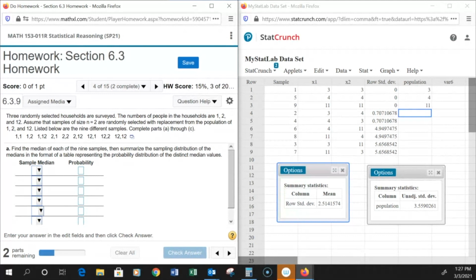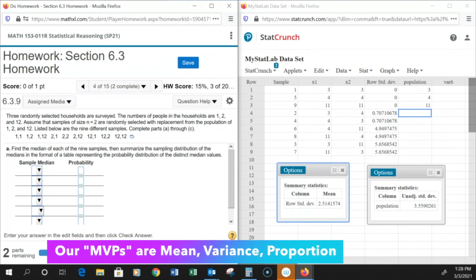This one's the median. This one's not so bad. You're going to do pretty much the same thing, except instead of finding the standard deviation of each row, you'll find the median of each row. I don't think that'll be difficult for you. Once you've found that, you can find the population median. You can probably do that in your head. 1, 2, 12. I wonder what the middle value is. 2? Yeah, you did it in your head. And then you find the mean of all of your row medians, and you'll find out that it's different. Why? Because this is a median, and our most valuable players are the mean, the variance, the proportion. So I'm going to skip that one because I think you can do it.